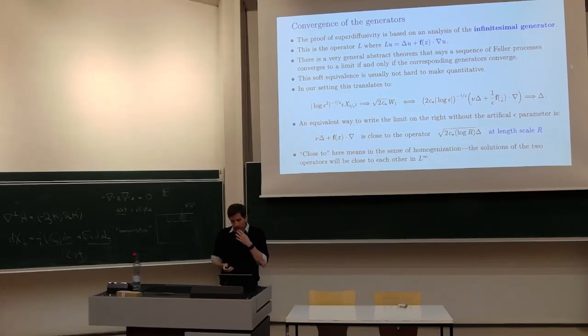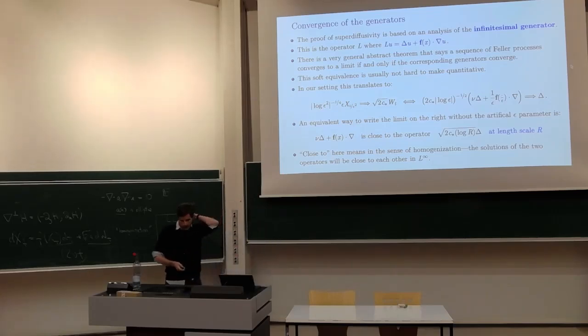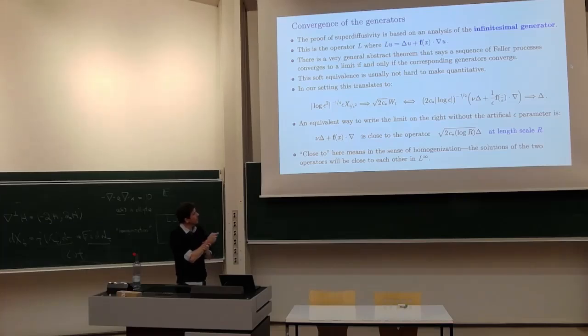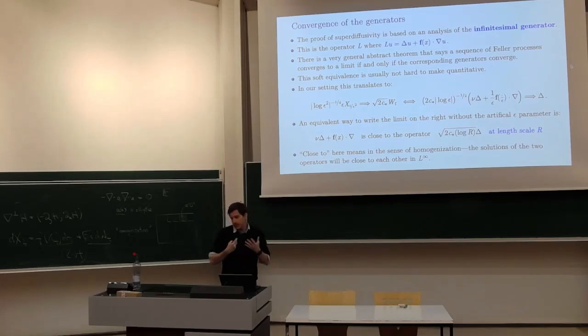If you don't want to introduce this weird parameter epsilon, which isn't really there, then you can go to the original scaling and say that this operator is close to this operator. This is a very vague way to say it, okay? But you don't want me to say it precisely, I can assure you. This operator is close to this operator, where I have to multiply by this large constant, square root of log r, because that's the new diffusion. Okay? I think I wrote this right. Yeah, okay. And close to means somehow in the sense of homogenization.